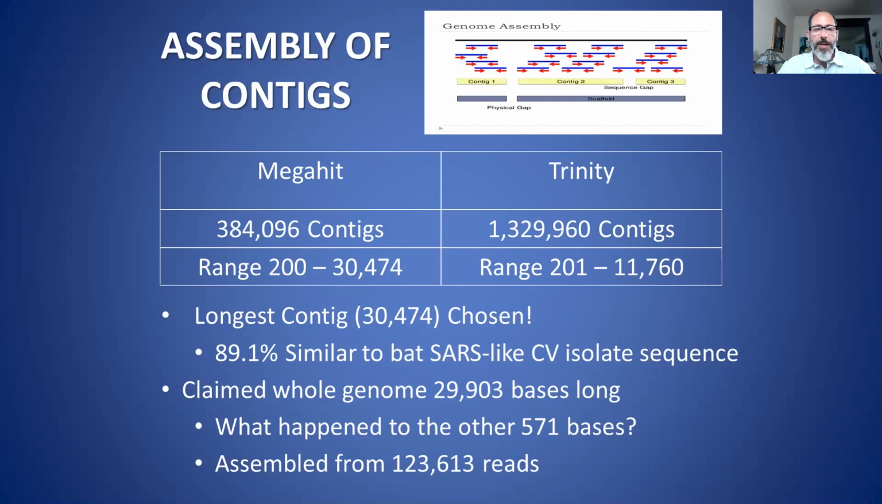Now, notice that it says the range for the MegaHit software is from 200 bases long all the way to 30,474. But how do we know there wasn't a result that was 30,450? And was that the right one? How do we know that? Because we have nothing to compare it to, to say, oh, this matches.